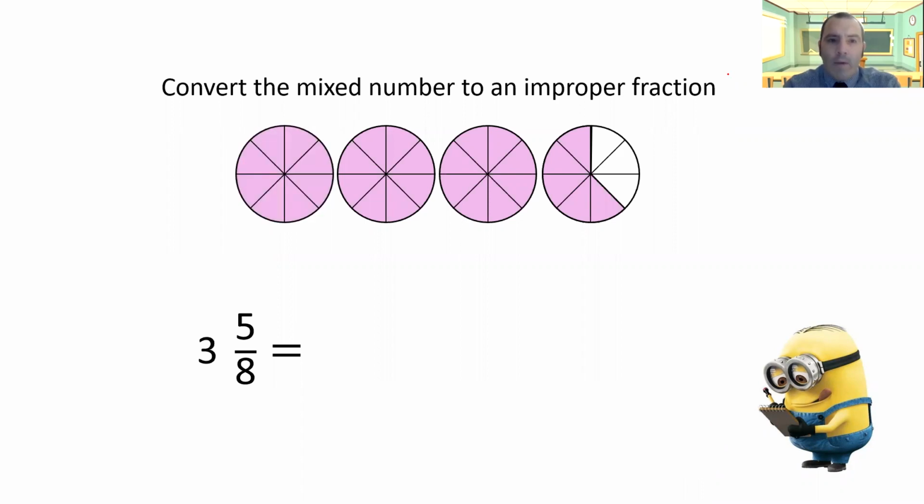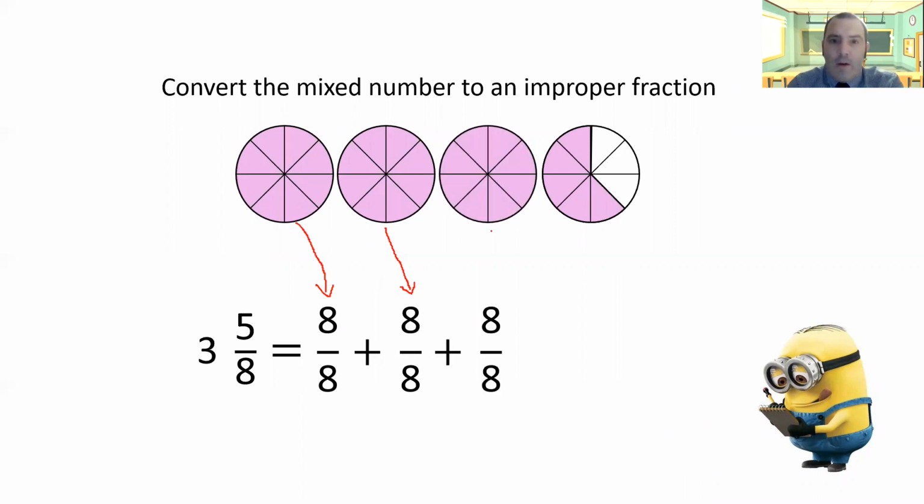So I've got 1 full wheel of 8, 8/8. So that one comes to here. I need to add the next one on. So I've got another wheel full of 8. So I've got 2 lots of 8/8. That one is this one. I've got a third wheel. So that's my 3. So this 3 here is the same as all of this together.